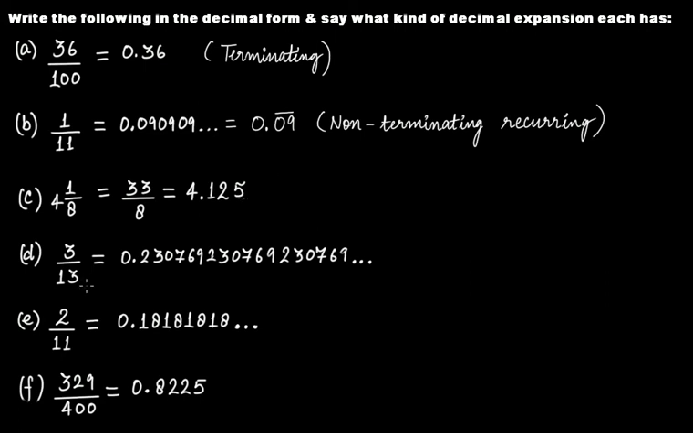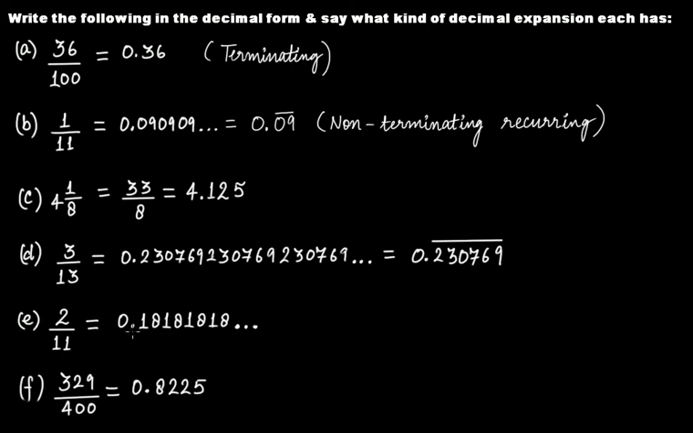This is 3 by 13. Now in this case, if you pay attention to these decimal digits, it's 0.230769, then again 230769, then again 230769, and so on. It means that you can write this as 0.230769 with the bar over this. It means that this is non-terminating because it will go on, and recurring because this string of 6 digits, 230769, will get repeated every time, right?